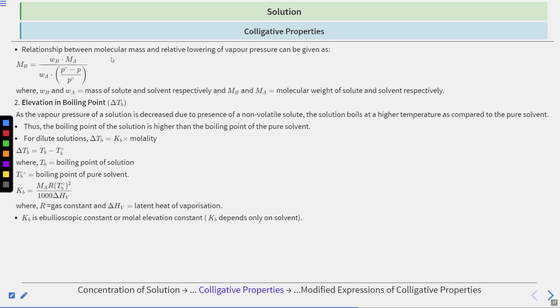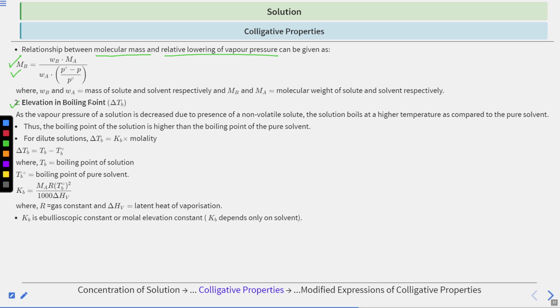Then the relationship between molecular mass and relative lowering of vapor pressure can be given as: MB, the molecular mass, equals WB, the mass of solute, times MA, the molecular weight of solvent, divided by WA, which is the mass of solvent, multiplied by the relative lowering of vapor pressure, right? This is the direct relationship between molecular mass and the relative lowering of vapor pressure.